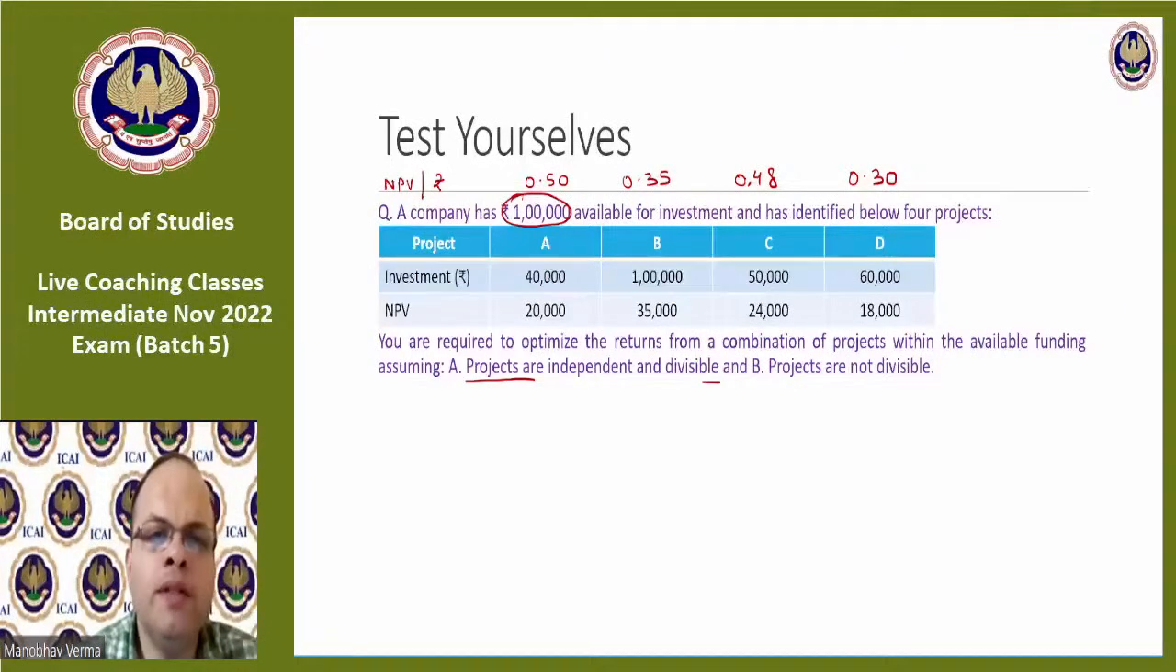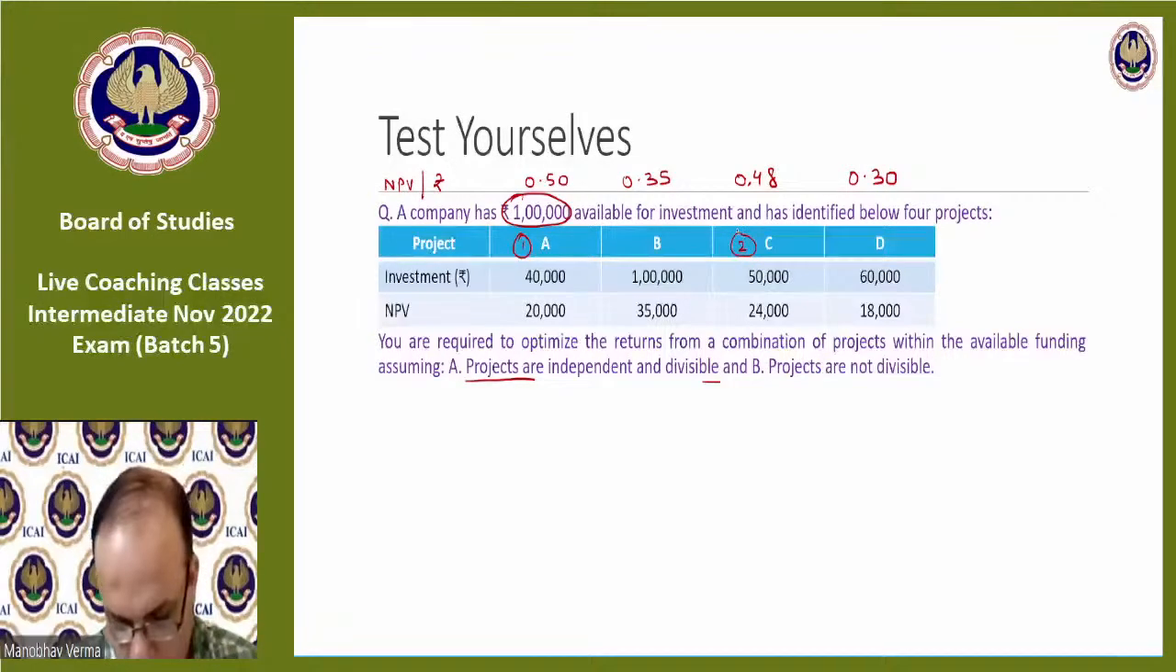As per me, the first ranking goes to project A. The second ranking goes to project C. And then third ranking is going to project B. But can you invest the entire project B? Probably you're talking about 10% of project B.